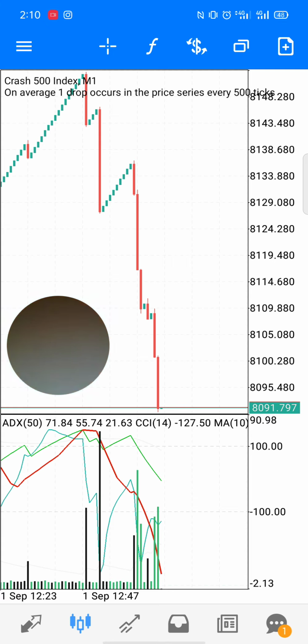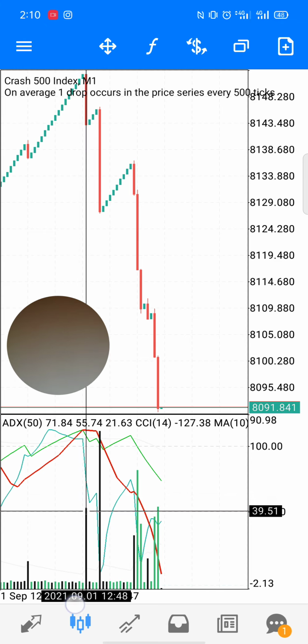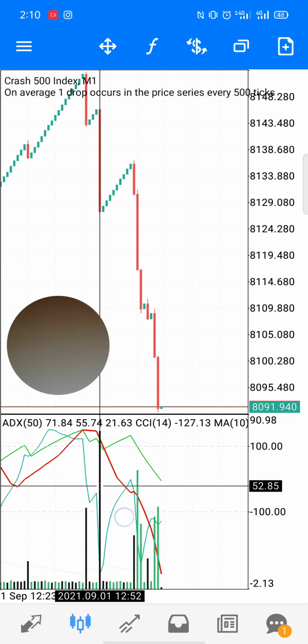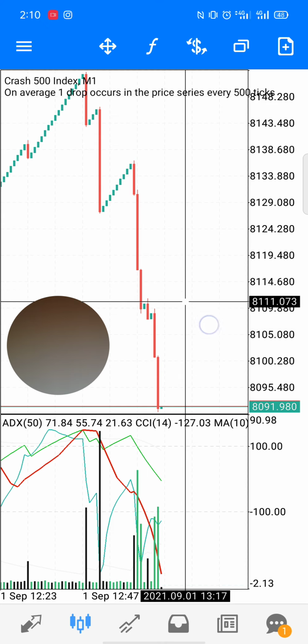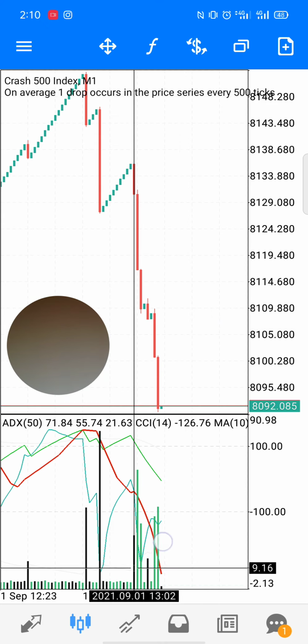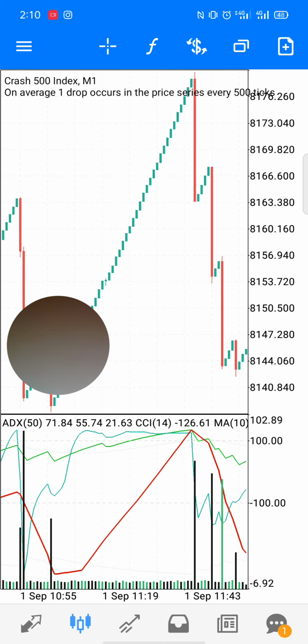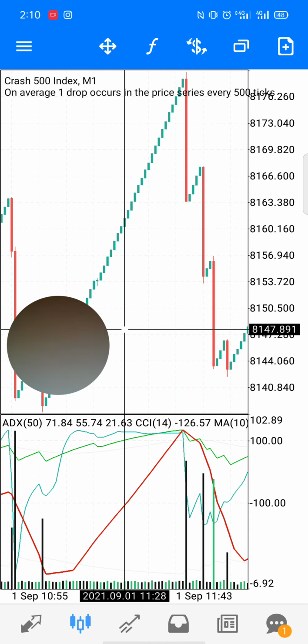I told you about the black candles, about the black bar for Crash 500. It crossed above, it brought the black bar indicating another spike, then it spiked again. You can see, guys, it brought another one, black bar indicating another spike. So guys, this is how the strategy works. It's a very effective strategy.